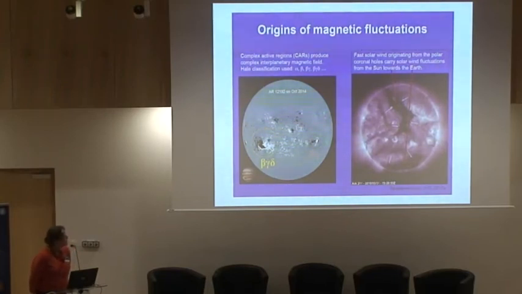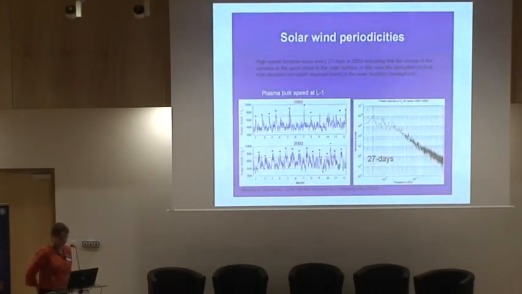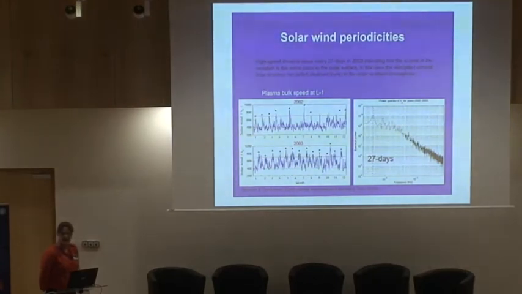So this is what we have primarily studied using the Hale classification, beta-gammas and beta-gamma-deltas, when we have not only a bipolar magnetic field, but one much more complicated than that. So this is a picture of the solar wind data itself.